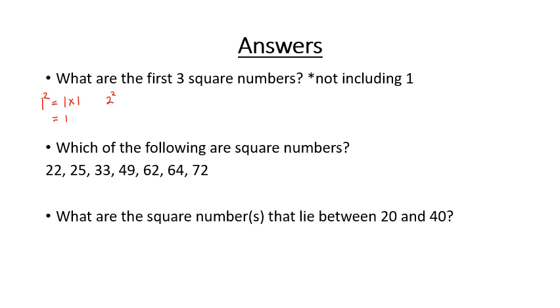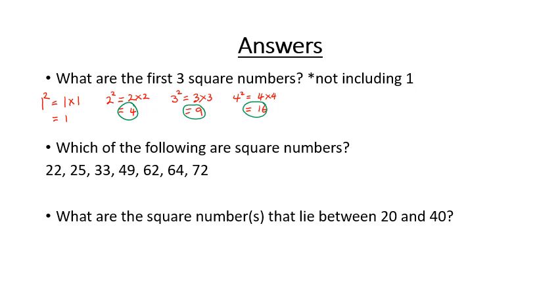So the first square number we're looking for here is 2 times 2, or 2 to the power of 2, which is 4. 3 squared is 3 times 3, which is 9. And 4 squared is 4 times 4, which is 16. So the numbers we were looking for were 4, 9, and 16.